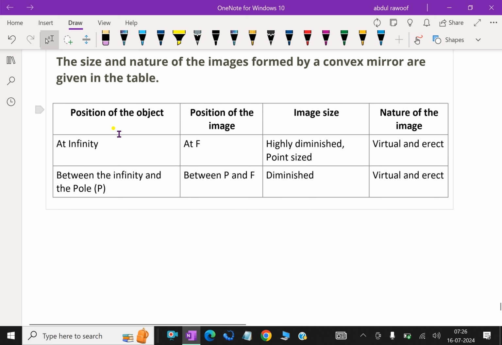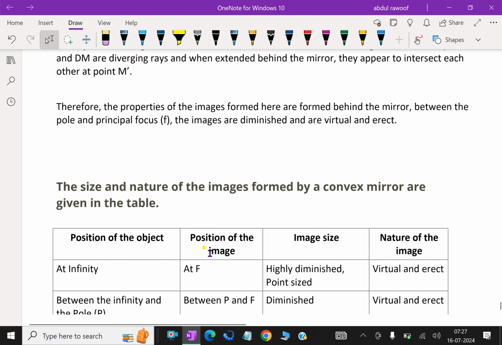Now, this is the tabular form. The size and nature of the images formed by a convex mirror are given in the table. Object position at infinity: position of the image at F, highly diminished, point sized, virtual and erect. Next one, between infinity and pole: position of the image between P and F, image size diminished, virtual and erect.